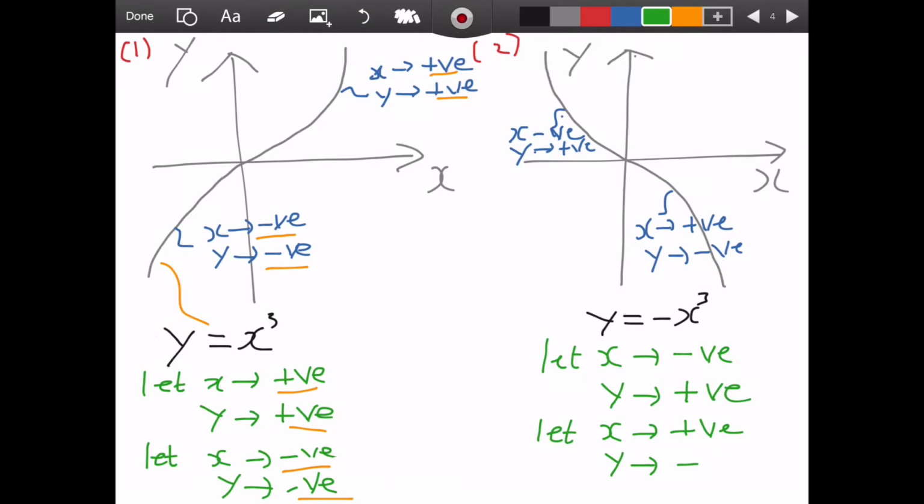When x is positive, y is negative. And you see how it follows this pattern, right? When x is negative, y is positive. When x is positive, y is negative. So it follows this pattern. Therefore, yes, we can say indeed this graph follows the pattern of the y equals minus x cubed graph, right?